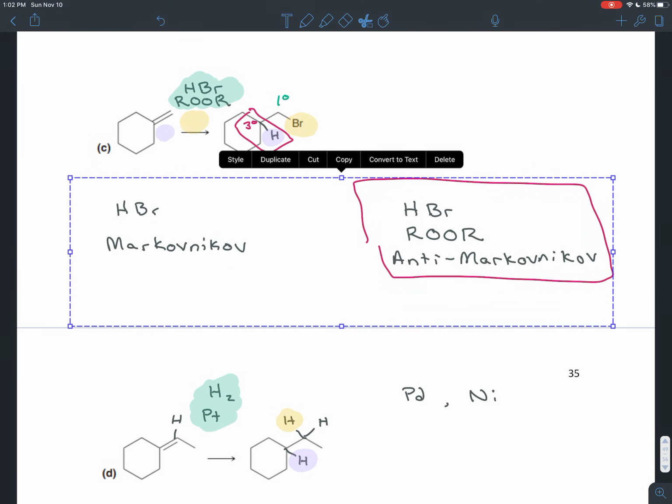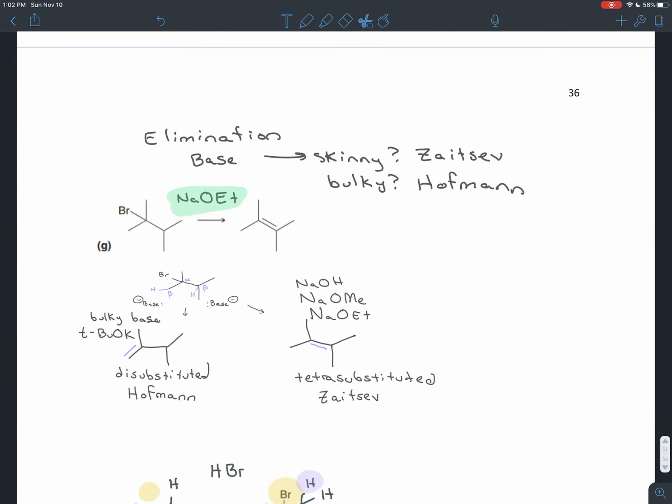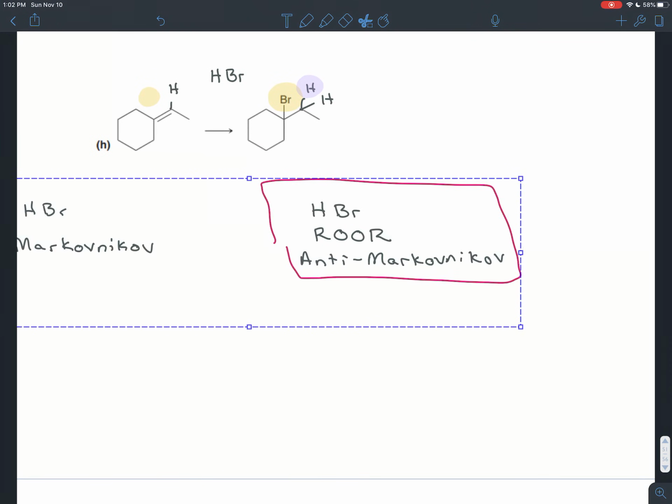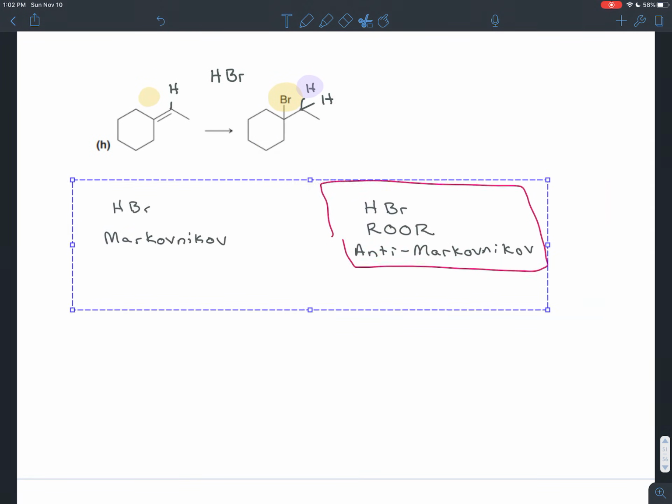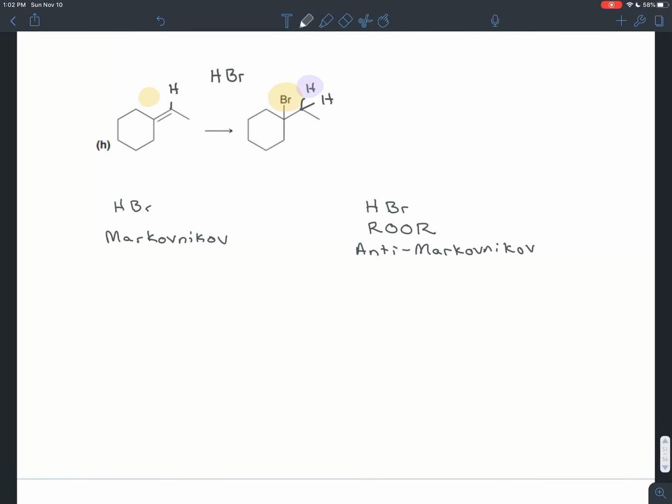If you add just HBr, then you get Markovnikov addition. The hydrogen goes to the less substituted carbon. And if you add HBr with a peroxide, you get anti-Markovnikov addition. The hydrogen will go to the more substituted carbon. So I'm going to erase this other hydrogen here that's not reacting. And let's think about what type of carbon the hydrogen is on.